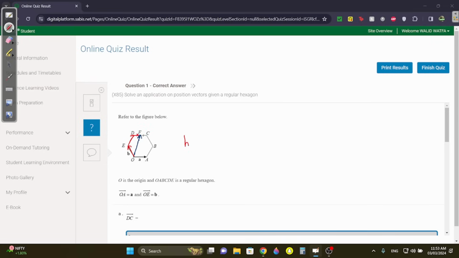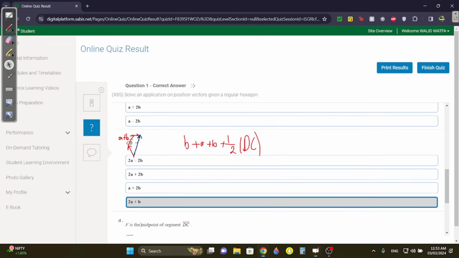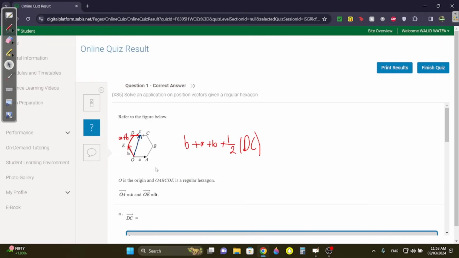O to E is B. ED we said was A plus B. So A plus B. And then from D to F, it's actually half of DC. Why? Because they said it's the midpoint of DC, so it's half, okay? And do we know what DC is? If you remember, we found DC in part A, which was A. DC is A, because it's parallel to OA, which is A, so it's going to be half of A.